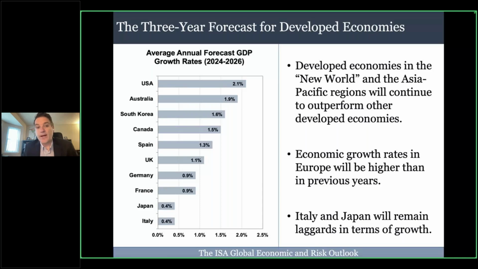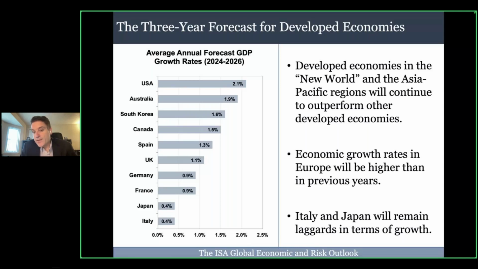These are our average annual GDP growth forecasts for the next 3 years. You can see the US coming in on top, 2.1% growth per year over the next 3 years. Compare that to Europe, which is a little bit below 1%, and Japan at 0.4%. You can see the US again looking very favorable.